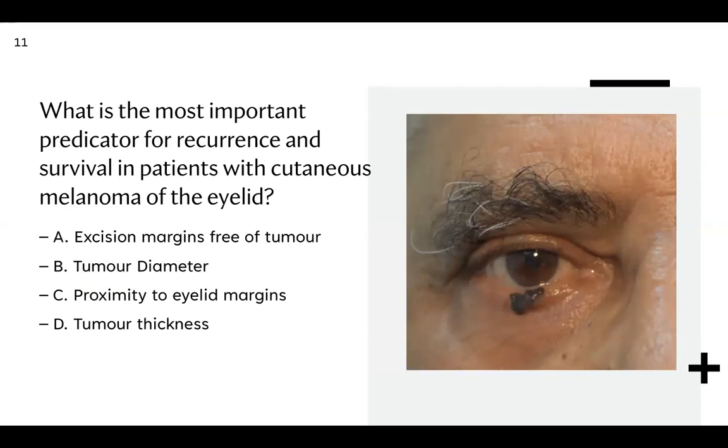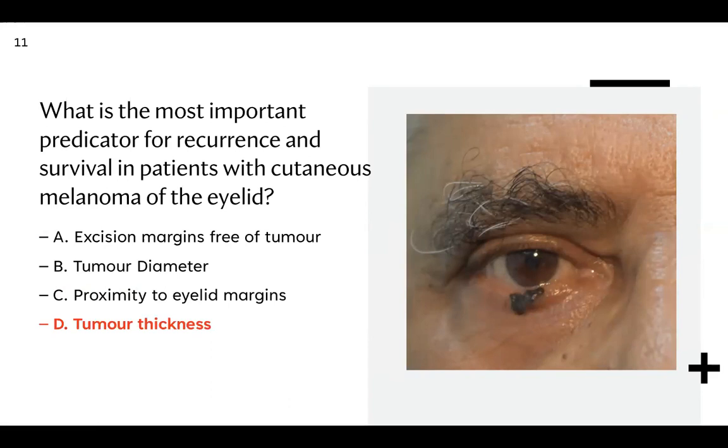Which of these four factors has the maximum weightage or maximum bearing in terms of recurrence and survival when you are seeing and operating a patient with a melanoma of the lid? Your time is up, and the right answer is tumor thickness.